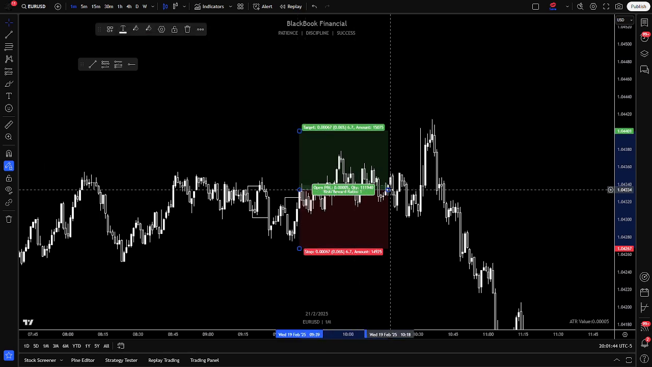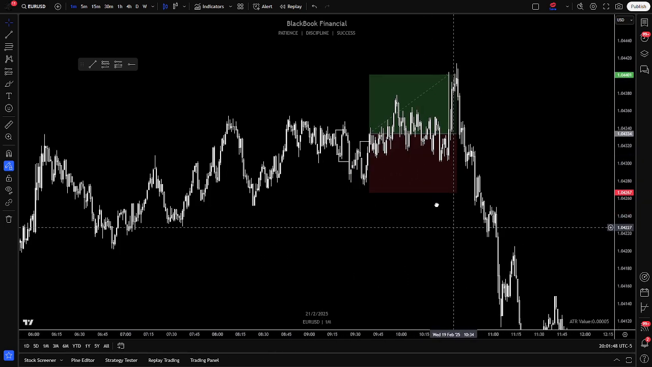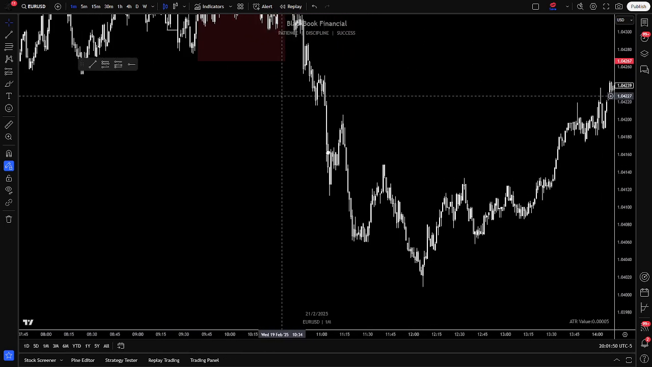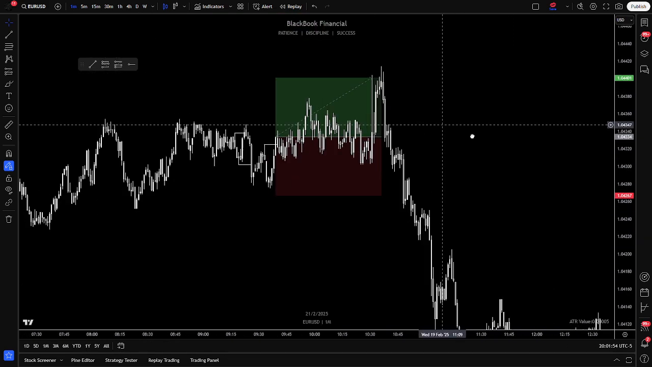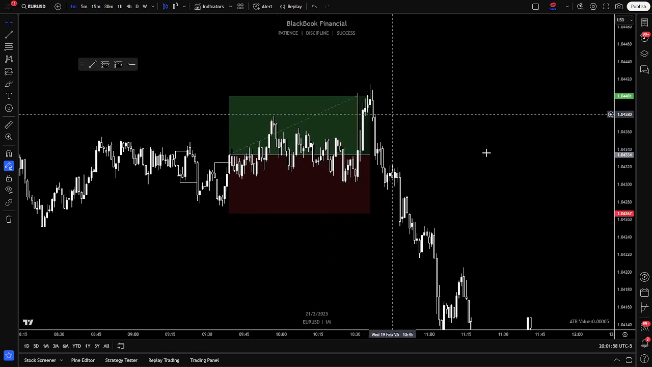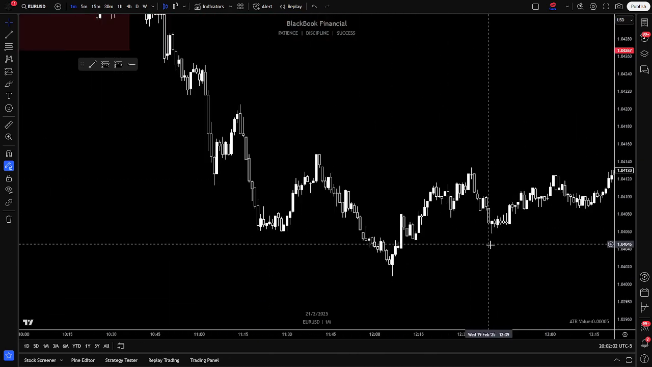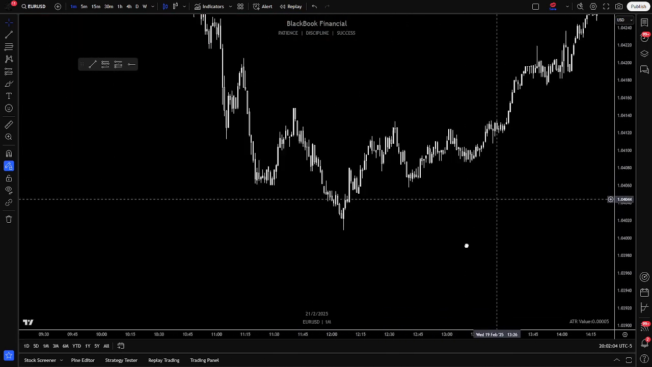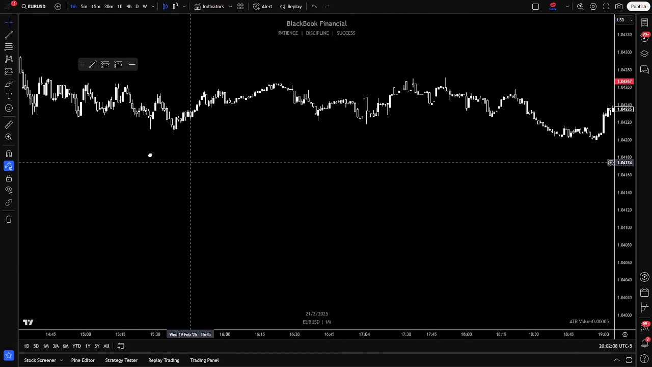Right? As you can see, price continued to accumulate. We hit our 1-to-1, and then the market decided to dump. It completely went the opposite direction. But it didn't affect us because we took our 1% right here. We won that trade. Okay? And this happens constantly. This happens all the time.